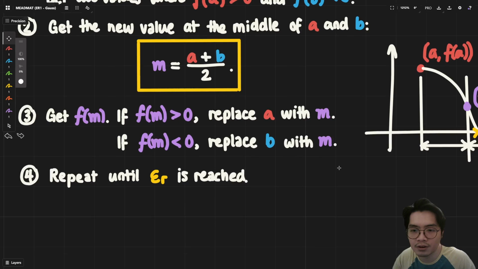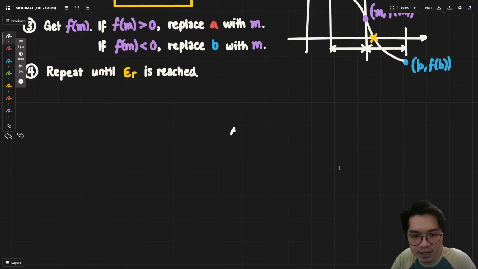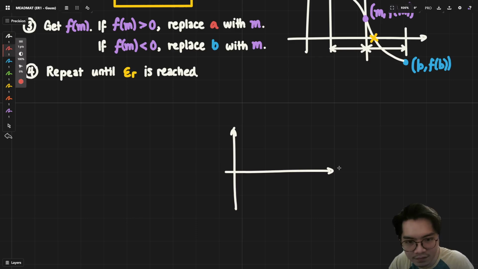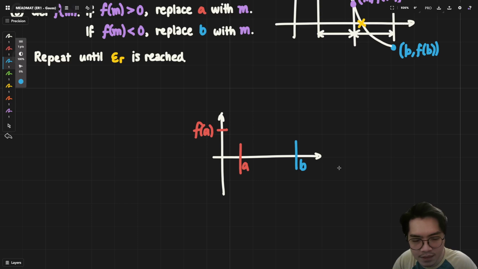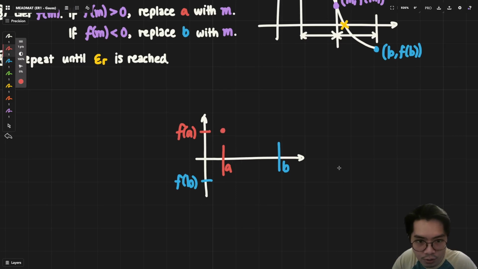And so now let's think about it in terms of the intermediate value theorem. Say for example here, you have one value A, wherein the value of f of A is positive. So say for example f of A is positive like this, and then say for example in here we have B, and the value of f of B is something that is negative. So f of B is less than 0. In this case it's somewhere here. So your red point is here and your blue point is here.